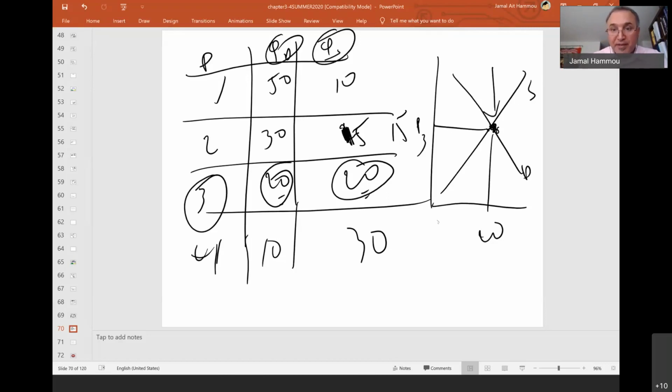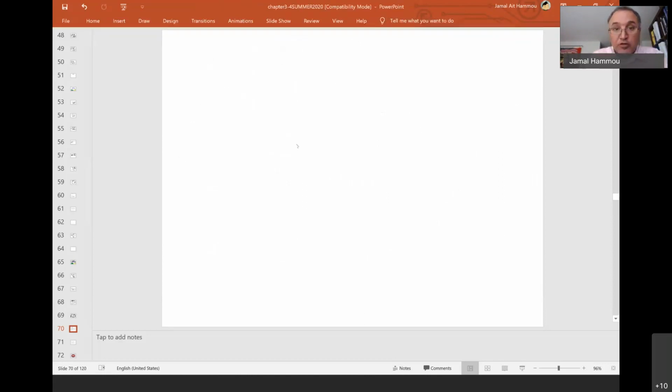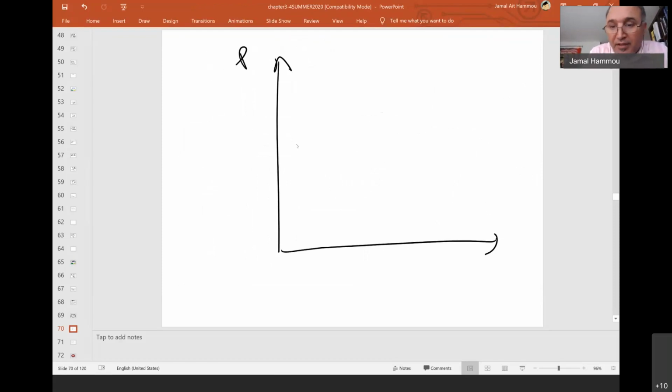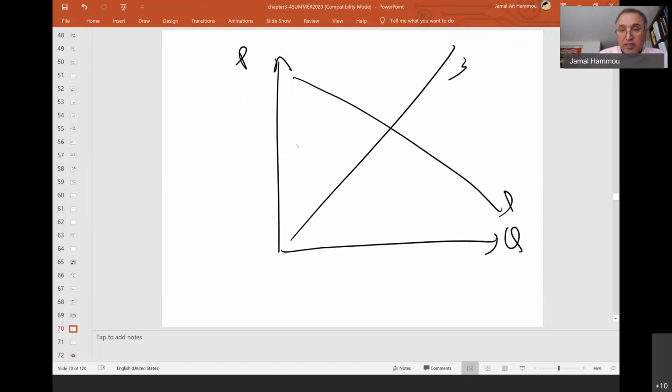Now, what happens if we have a price of 1? Look at this, this is something I really want you to be sure about. So I have a price, quantity, I have the supply curve, the demand curve. So I know the equilibrium at PE here, the quantity equilibrium is QE. So what if the price is below PE?